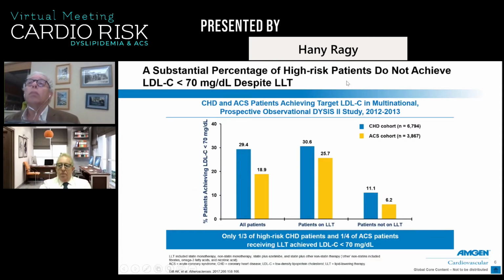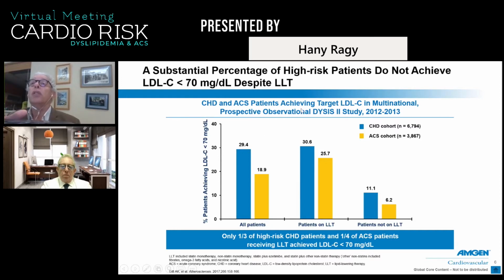Now, Professor Ashraf Rida mentioned our dream of treating young people before they develop coronary artery disease. And that was my first slide. But I'd like to show you that we actually are totally failing. We're failing miserably because in our high-risk patients, despite lipid-lowering therapy, a substantial percentage are not reaching the target, even a target of 70.